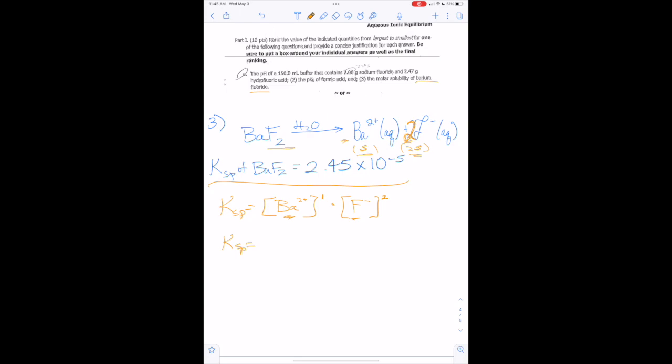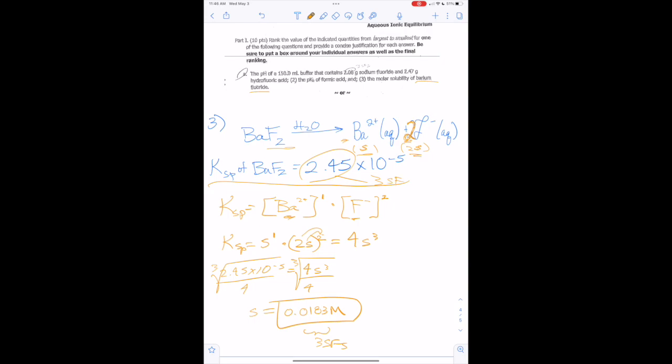So I get S to the first times 2S to the second, which gives me 4S cubed. Remember that squared applies to the 2 and the S. All right, so now I've got all the pieces I need. 2.45 times 10 to the negative 5th, our KSP, is equal to 4S cubed. And then I just do this solving all in one step on my calculator. So I get S is equal to 0.0183 molar. Notice I've got 3 sig figs there because I have 3 sig figs in my KSP.